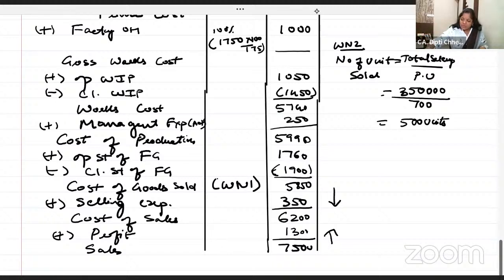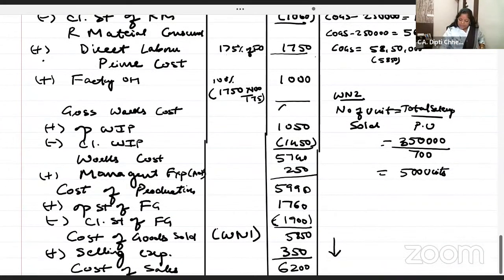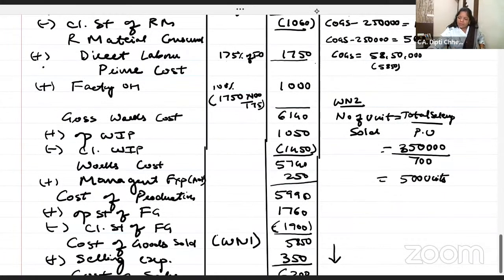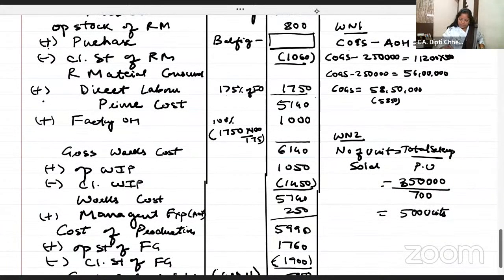These are very important small tricks. 5750 plus 1450 minus 1050. Ma'am, why are you doing plus for minus, minus for plus? Because we are going in reverse. 6140 minus 1000 is 5140, minus 1750 is your raw material consumed.